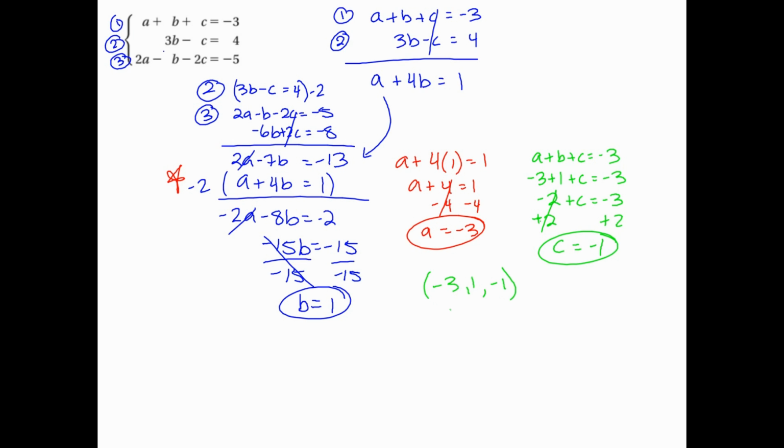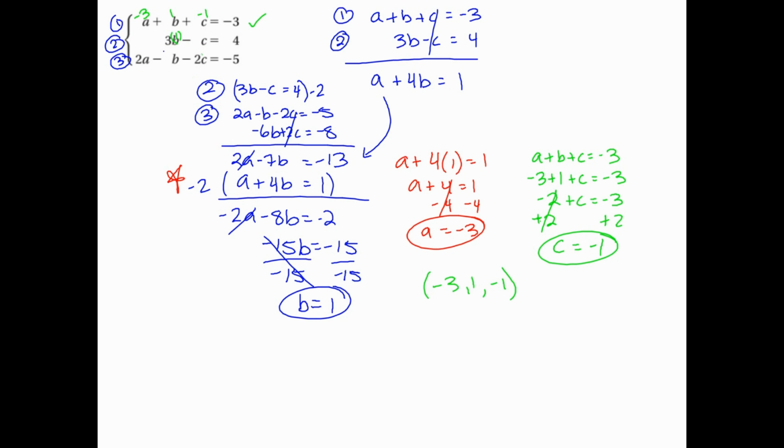And we always want to go back to our original problem and check that we got it right. So we're going to put a negative 3 here. We're going to put a 1 here and a negative 1 here. So negative 3 plus 1, that gives me negative 2. Negative 2 minus 1, that gives me negative 3, so it works there. Alright, so B is 1 here.